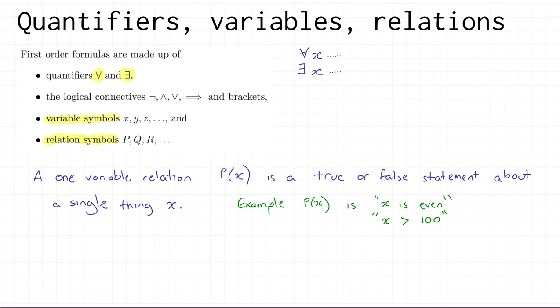But we don't just restrict ourselves to relations with one variable. We allow any number of variables. So a two variable relation, which we might write as P of x comma y. Again, it's a true or false statement about two things.